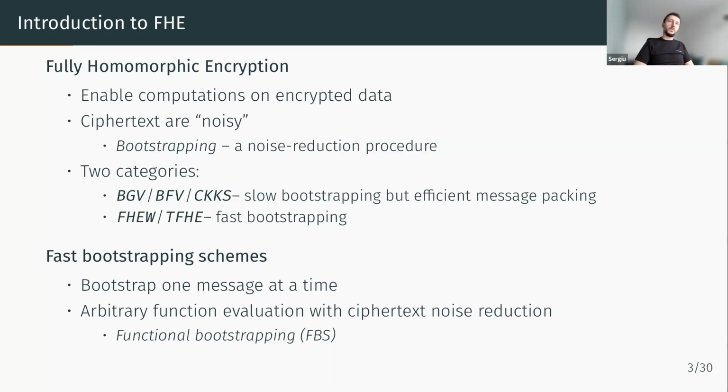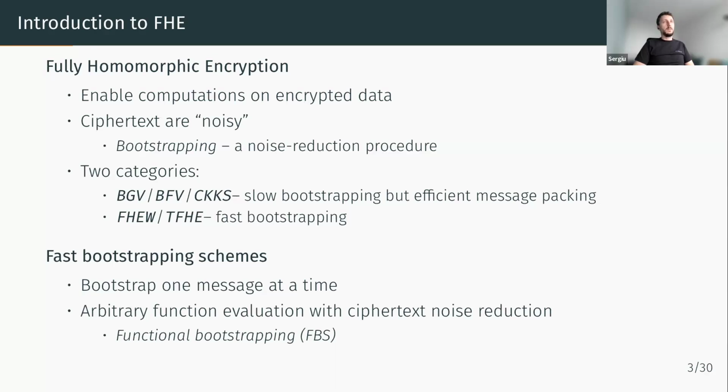There are two main categories of FHE schemes: BGV, BFV, CKKS, which have a slow bootstrapping, but they are efficient at message packing. So we'll be able to do some kind of SIMD operations, the same instruction, but on a lot of data. And the second category is FHEW or TFHE schemes, where they provide a fast bootstrapping, but you'll only be able to bootstrap one message at a time.